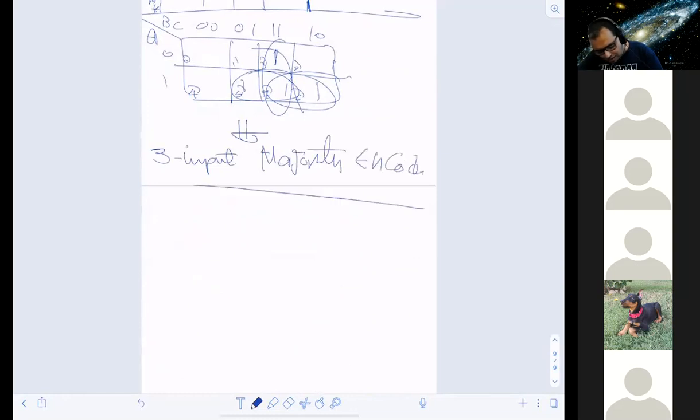In one of my exams, I came to them and said, build a 1-bit full adder using XOR gates and a 3-bit input majority encoder. Nobody solved it. Can you imagine? You said what, Professor? Build a 1-bit full adder using XOR gates, or even I say with NAND gates, and a majority encoder.